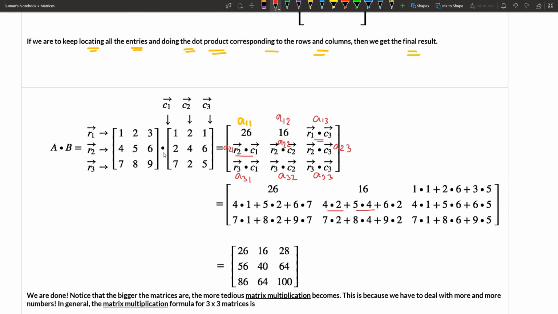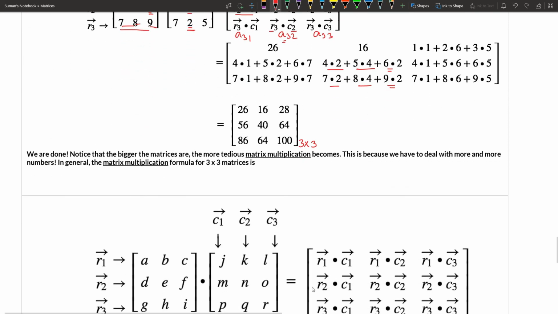In that way, suppose R2 C2, that means row 2 and C2: 4 into 2 plus 5 into 4 plus 6 into 2. Suppose A32, R3 C2, so R3: 7 into 2 plus 8 into 4 plus 9 into 2. In that way we find the resultant matrix, according to the rows, as 26, 16, 28, 56, 40, 64, 84, 64 and 100, with the order obviously 3 cross 3.